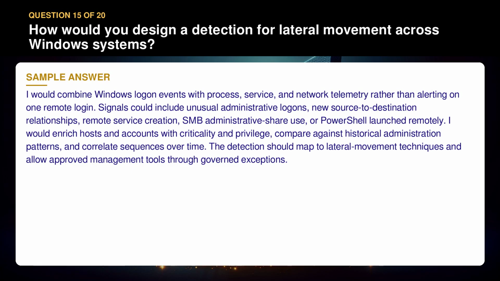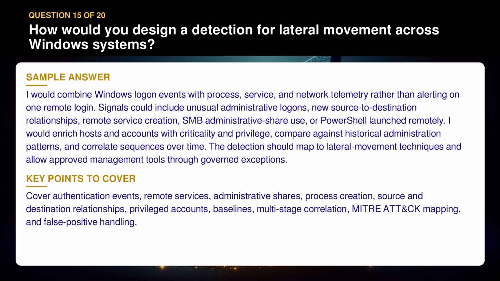I would enrich hosts and accounts with criticality and privilege, compare against historical administration patterns, and correlate sequences over time. The detection should map to lateral movement techniques and allow approved management tools through governed exceptions. Cover authentication events, remote services, administrative shares, process creation, source and destination relationships, privileged accounts, baselines, multi-stage correlation, MITRE ATT&CK mapping, and false positive handling.